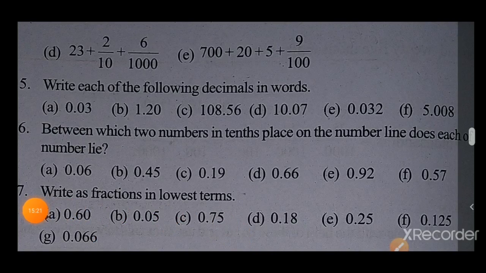Now the question number 7, write as fractions in lowest terms. These are the numbers. Part A, 0.60, it is in the form of decimal. First we convert decimals to fractions, and then we derive their lowest terms.